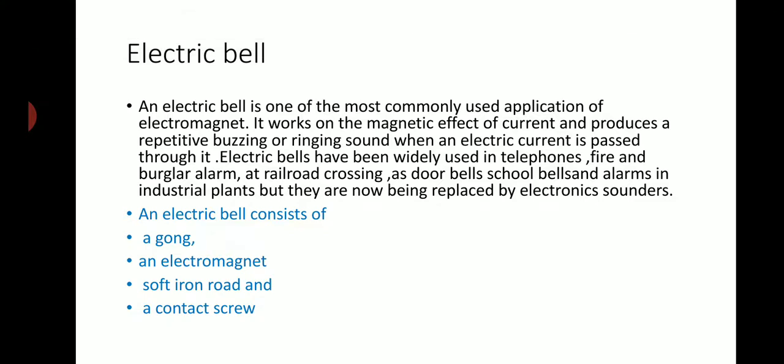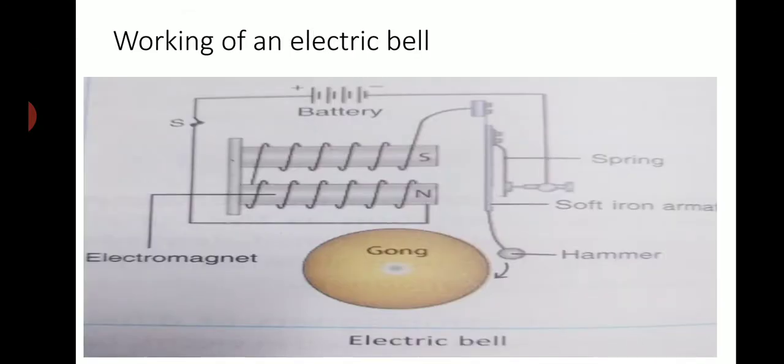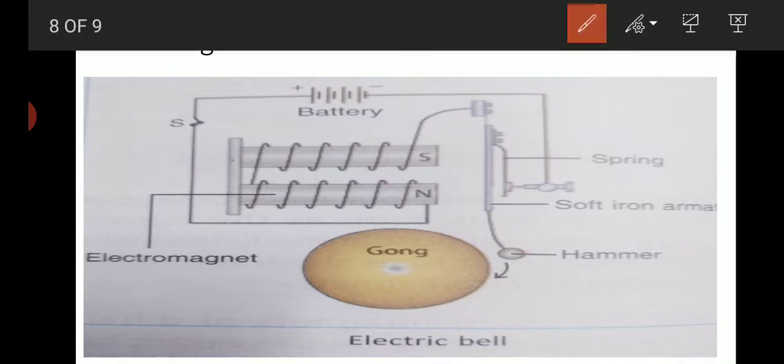Now let's discuss how it works. This is the diagram of the electric bell. When we press the switch, the electric circuit of the bell is completed, and current passes through the coil of the electromagnet, and it gets magnetized. The current passing through this coil and the soft iron bars, they get magnetized.